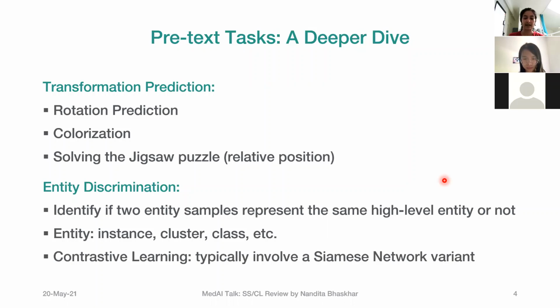So contrastive learning is a type of entity discrimination task, and it has typically involved a Siamese network variant. And I need to mention that it's not really new, but it has gained a lot of traction within the last couple of years because of its recent success.